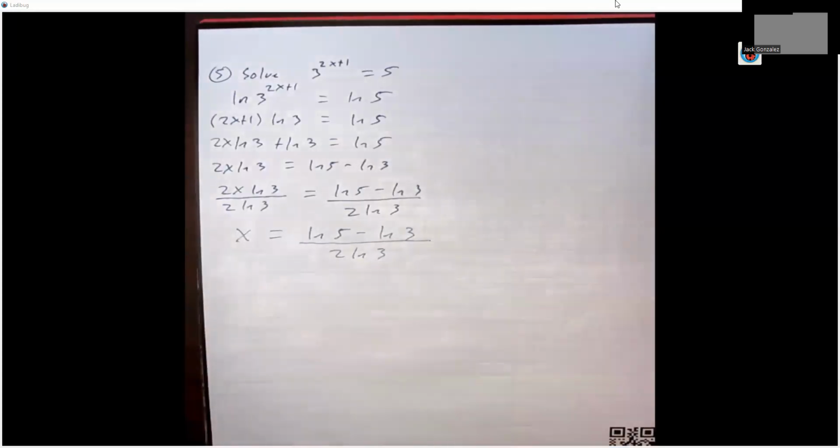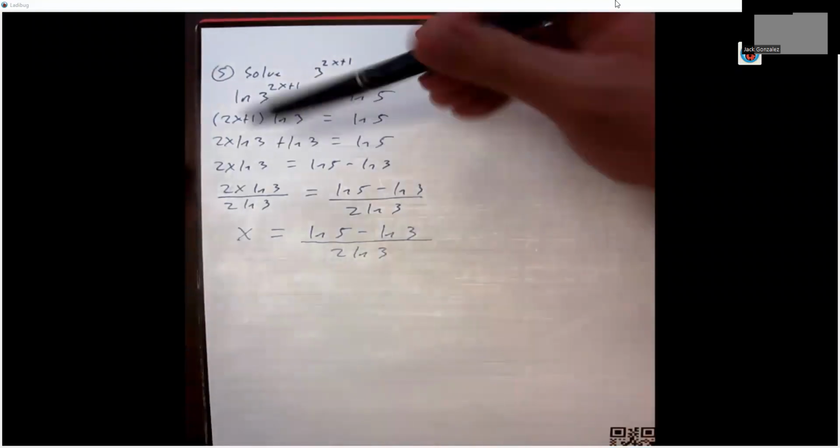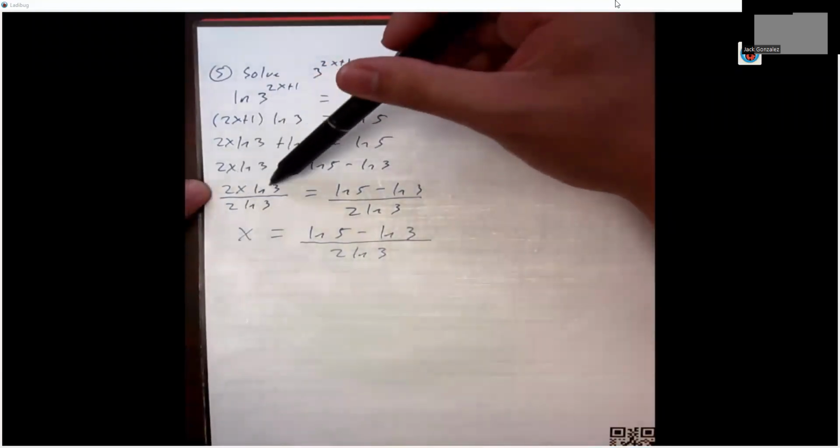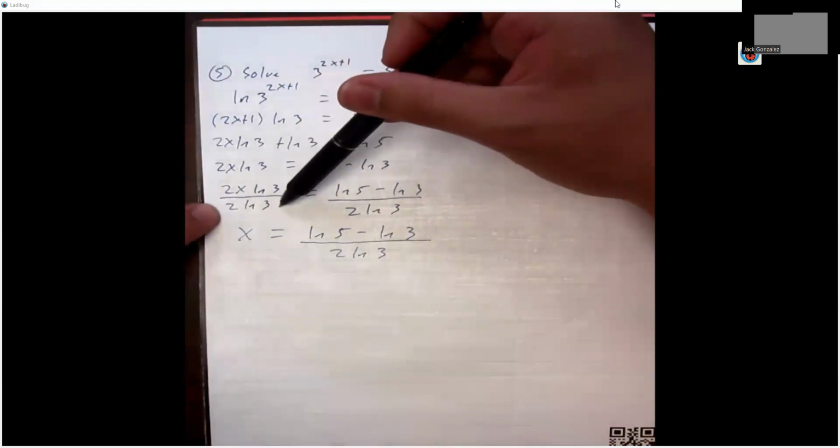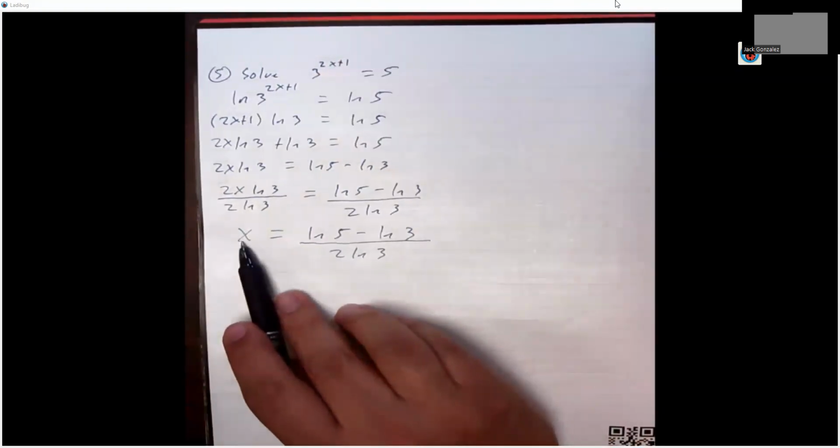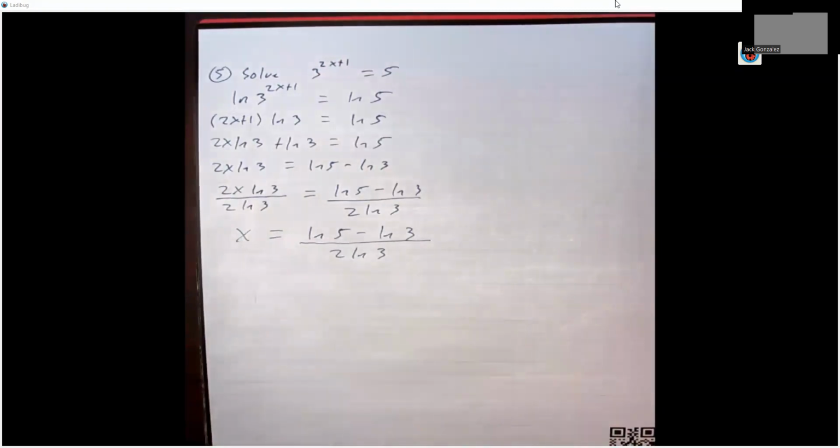Where did 2 ln 3 come from? This one? I'm trying to isolate x. I have a 2 and an ln 3 on the x, so I divided that out. So they're gone. Or I should say they were canceled out. That's number 5.